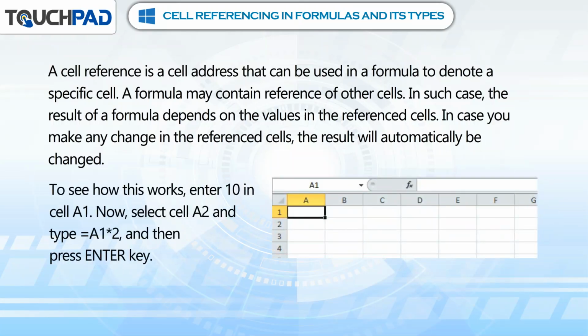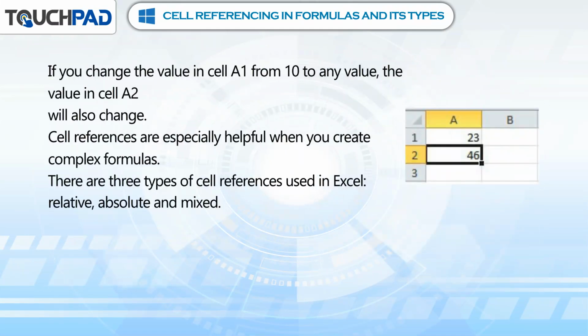To see how this works, enter 10 in cell A1. Now, select cell A2 and type is equal to A1 multiplied by 2 and then press Enter key. The value in cell A2 is 20. If you change the value in cell A1 from 10 to any value, the value in cell A2 will also change. Cell references are especially helpful when you create complex formulas.